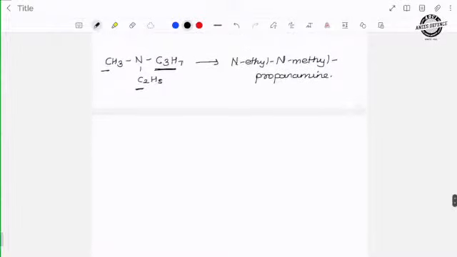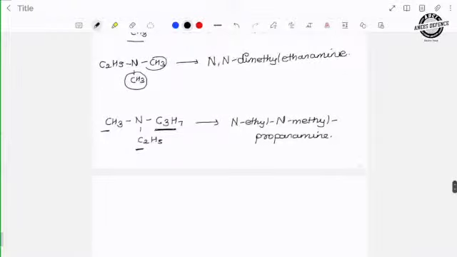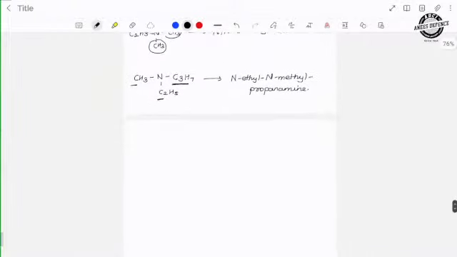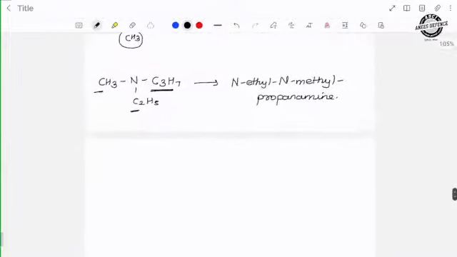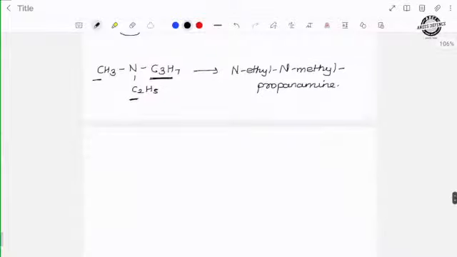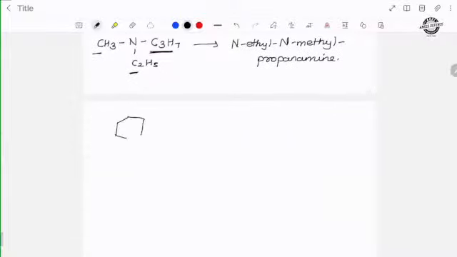So what are the common names? These are quite easy, no need for further examples. I'll just give you some common names which you have to keep in mind. One is aniline. When NH2 is attached to a benzene ring, that is nothing but aniline. You'll come across this in many name reactions as well.